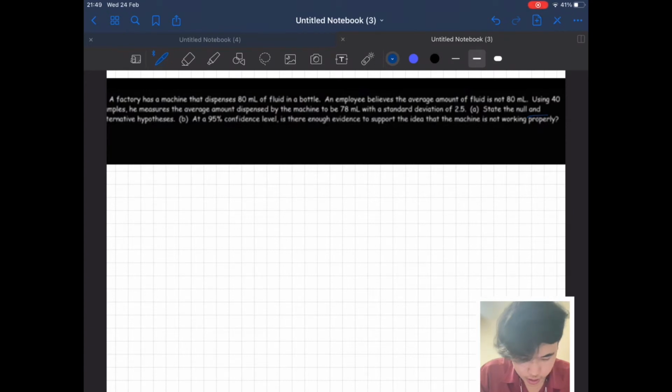State the null and alternative hypothesis. At the 95% confidence level, is there enough evidence to support the idea that the machine is not working properly?